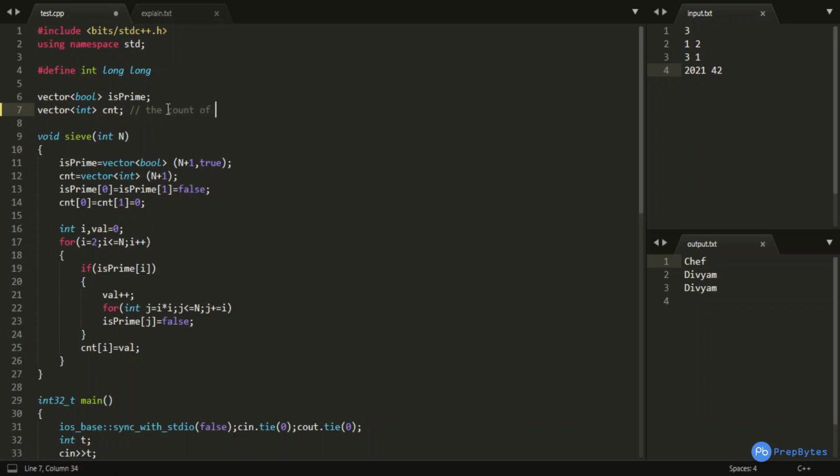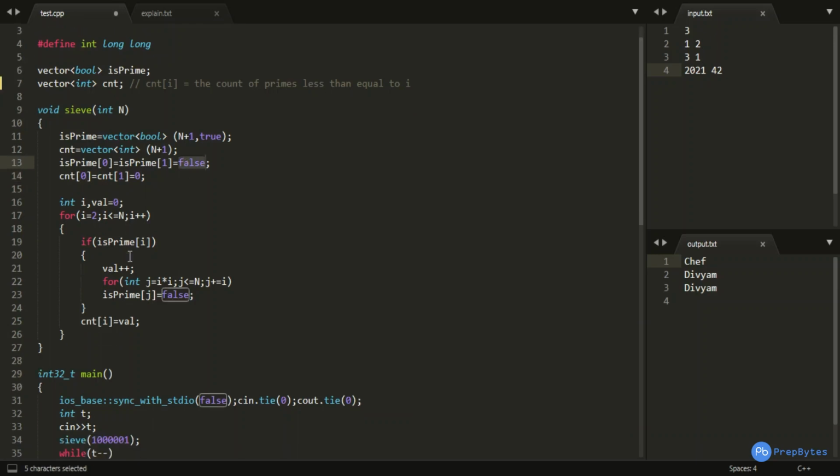in order to have the count of primes less than or equal to i, and that is count of i. So this is the definition of count of i. Count of i is nothing but the count of primes less than or equal to i. So the count of primes less than or equal to 0 and the count of primes less than or equal to 1 is 0, and isPrime 0 and isPrime 1 are false.